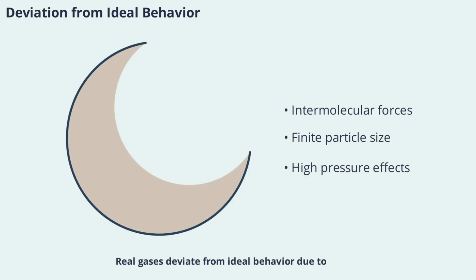Real gases deviate from ideal behavior due to intermolecular forces and the finite size of gas particles. At high pressures and low temperatures, these deviations become significant. Understanding why real gases deviate helps scientists and engineers make accurate predictions and design better systems for handling gases.